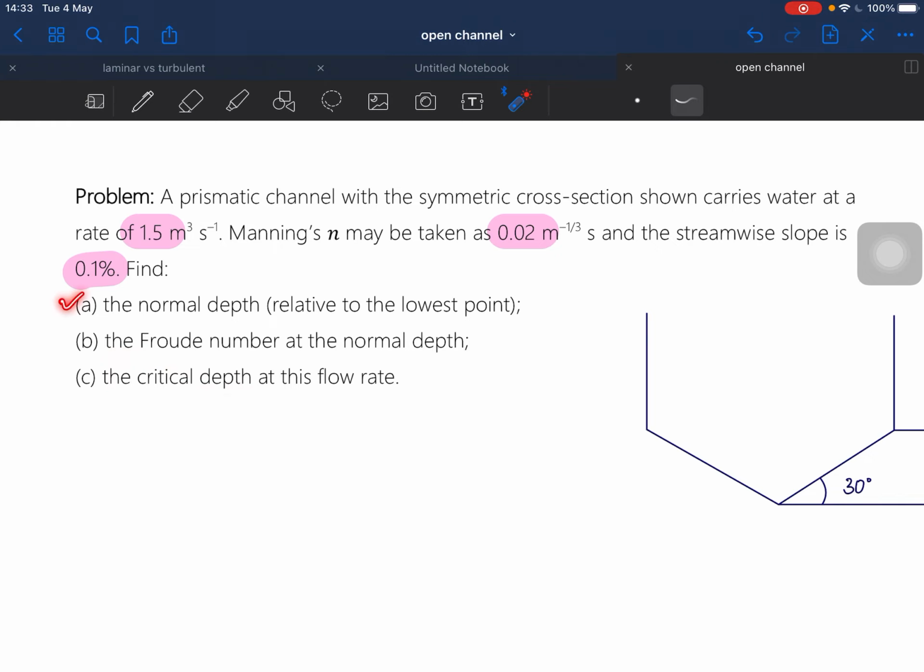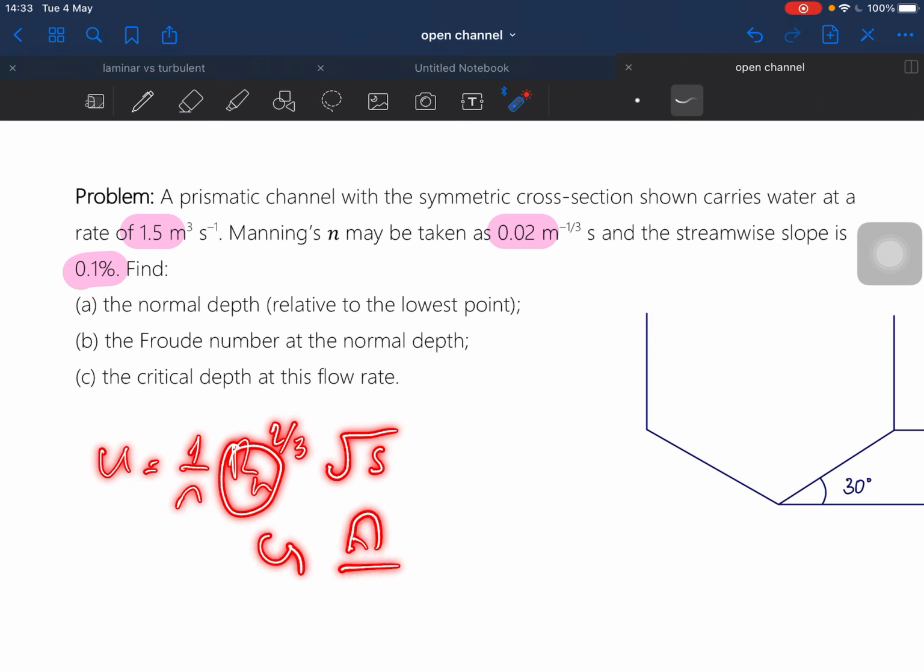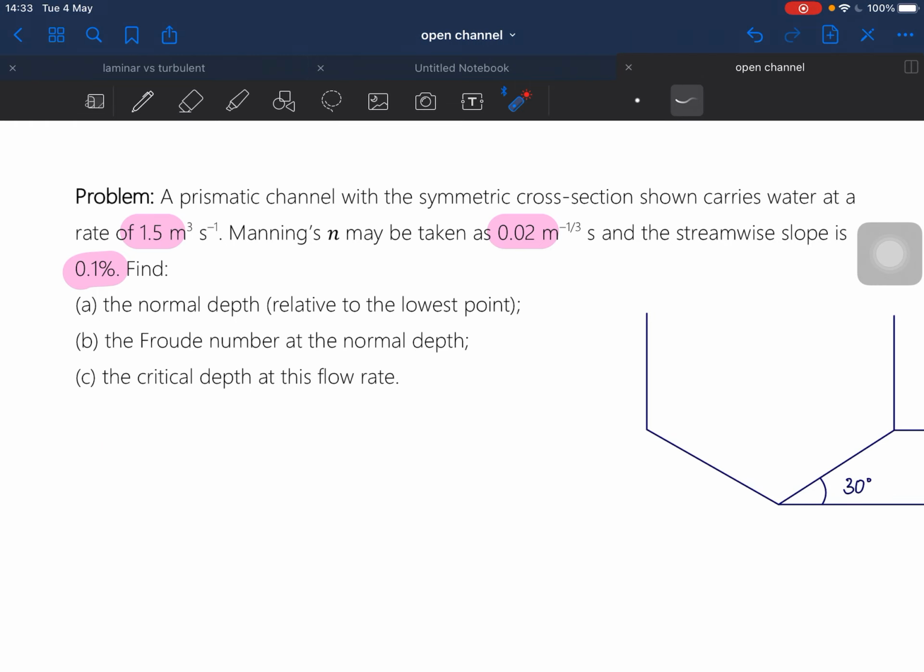We also need the Froude number at the normal depth and the critical depth. So we have to find two depths and the Froude number, because the Froude number can be applied when we find the critical depth later. To find the normal depth, we can use Manning's equation. We have A over P, and in A over P there is a common h, so we're finding h from this equation.